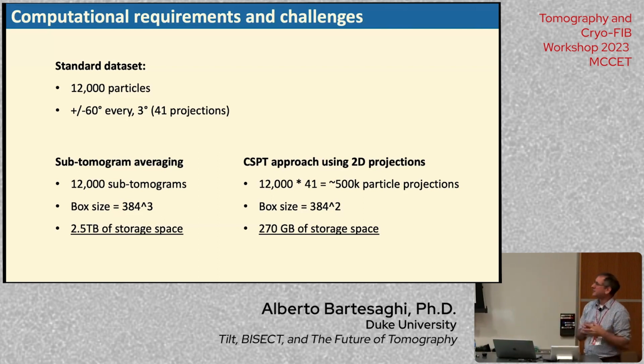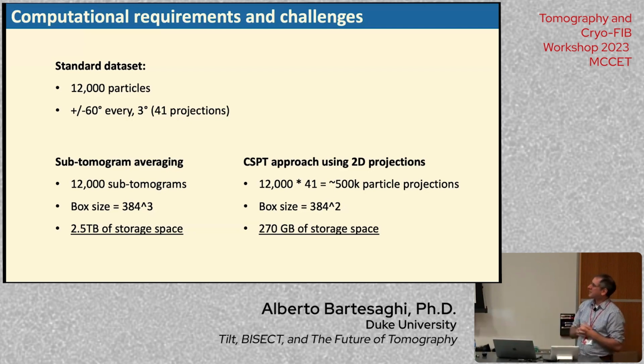So we have 12,000 particles, and let's say that we use a regular plus minus 60 tilting scheme with projections every 3 degrees, and that comes to about 41 projections in total, right? Okay, so if you wanted to do sub-volume averaging, we have obviously one sub-volume per particle, so we have 12,000 subtomograms. And if this was high magnification data, a typical box size that we would use would be 384 cube, right? So these are cubes of 384 in each dimension.